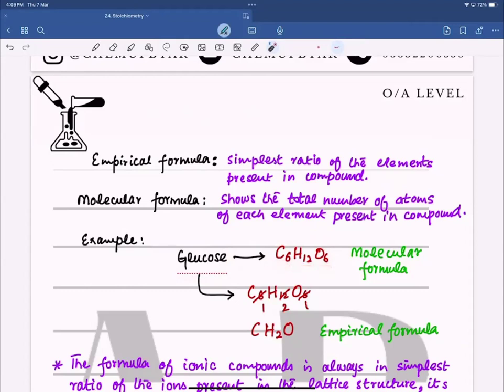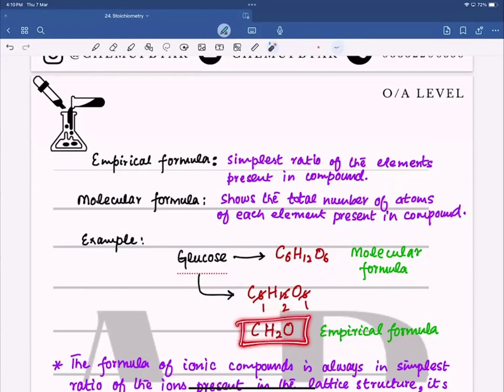Now, if you see, these are multiples of 6, so I can simplify them by dividing all of them by 6. 6 times 1 is 6, 6 times 2 is 12, and 6 times 1 is 6. So by simplifying it, we get the formula CH2O, having 1 carbon, 2 hydrogen, and 1 oxygen. This is considered its empirical formula, because it tells me how these atoms are bonded with each other: with 1 carbon there are 2 hydrogens and 1 oxygen, that's it. But how many atoms are there in total, and how many atoms of each element, I'm not able to identify by the empirical formula.